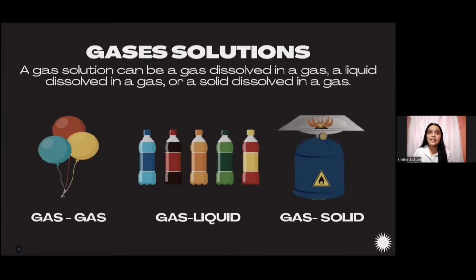Gas and gas. The example of gas and gas solution is air. We know that air is a homogeneous mixture of different gases like nitrogen gas, oxygen gas, noble gases, and so on. Gas and liquid. The example of gas and liquid solution is carbonated drinks. In carbonated drinks, carbon dioxide is dissolved in water. Gas and solid. Hydrogen gas in platinum is an example of gas in solid.